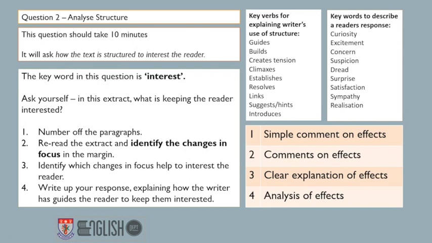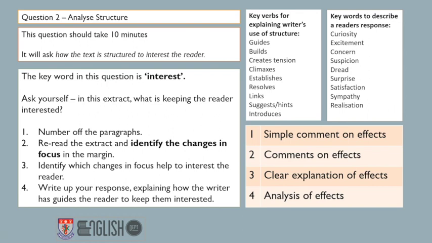So I've included here a list of verbs that explain how a writer uses structure. So these are verbs that describe the writer's action. A writer could be guiding the reader. A writer could be building or creating tension. A writer can be climaxing in their writing. They can be establishing or resolving, linking. They can be suggesting or hinting, or they can be introducing. And I think these are really useful words to get a meaningful response out of you.